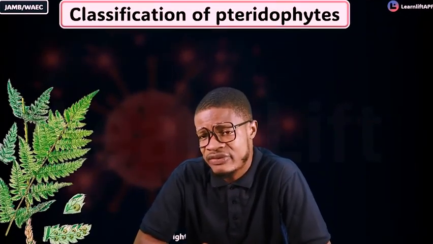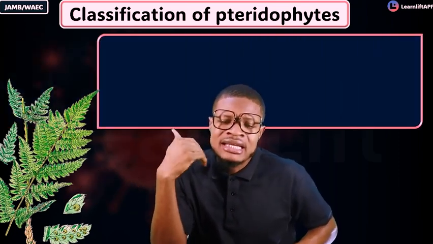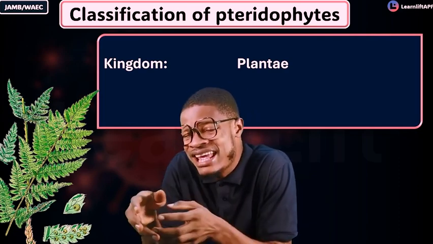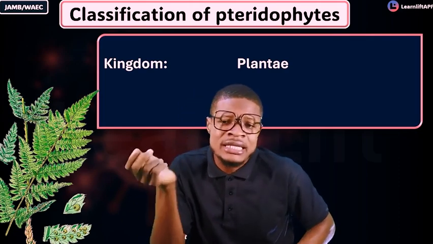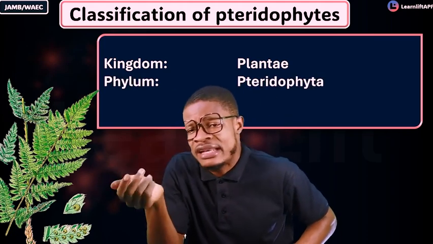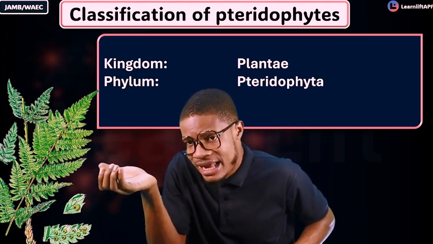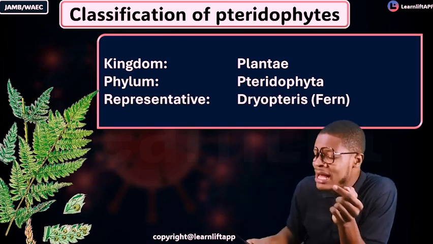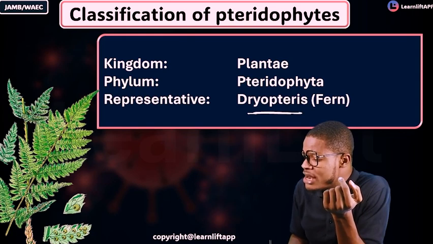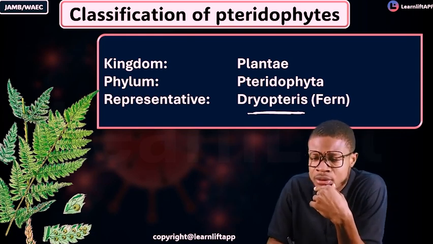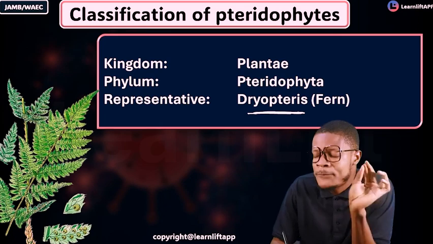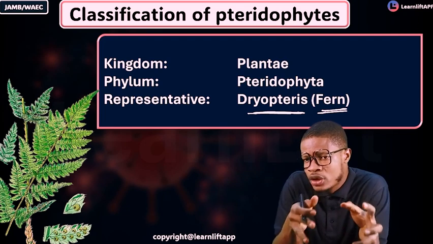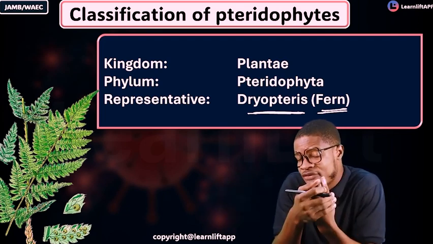How are they classified? Simple. Don't forget that number 1, the kingdom that pteridophyte belongs to is the kingdom what? Plantae. And under the kingdom Plantae, that's where you have your pteridophyte. That's why it is phylum Pteridophyta. And what is their basic representative member? Their representative member is called Dryopteris. Pronounce with me: Dryopteris, popularly known as your fern. So the name for fern is Dryopteris. JAMB will not forgive you if you forget it.